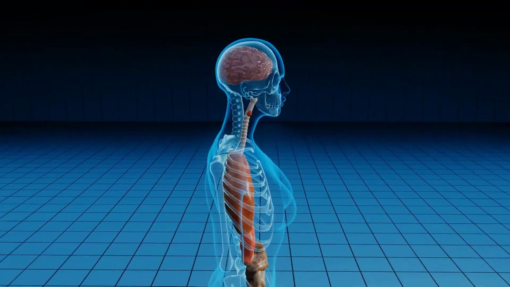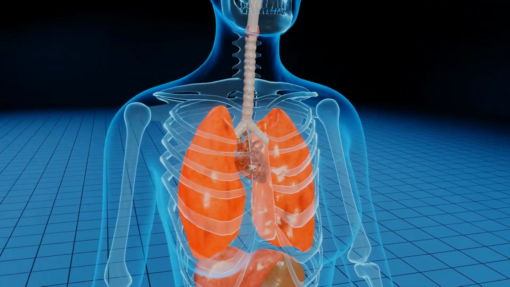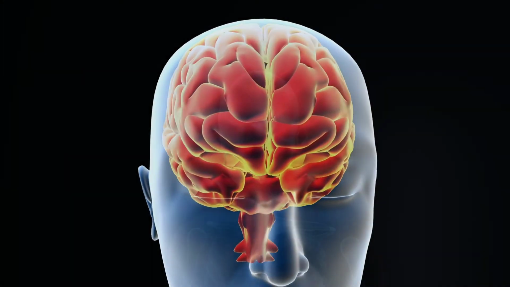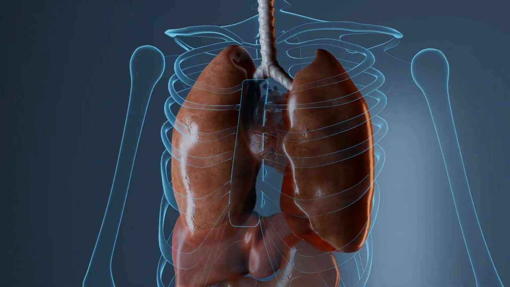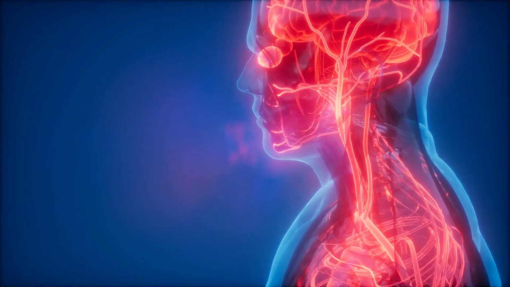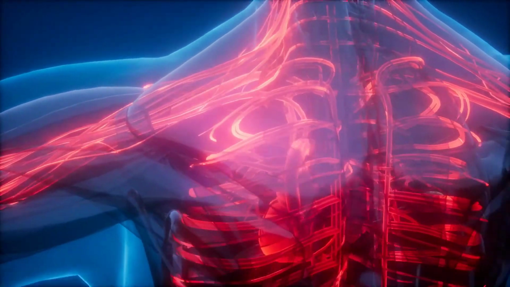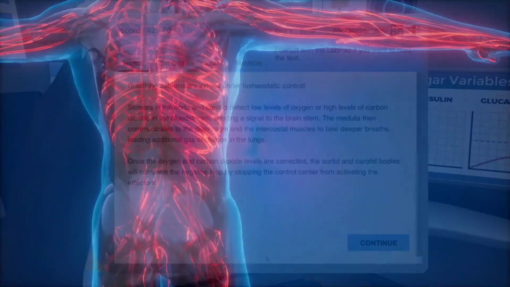Sensors in the aorta and carotid detect low levels of oxygen or high levels of carbon dioxide in the bloodstream, sending a signal to the brainstem. The medulla then communicates to the diaphragm and the intercostal muscles to take deeper breaths, leading to additional gas exchange in the lungs. Once the oxygen and carbon dioxide levels are corrected, the aortic and carotid bodies will complete the negative loop by stopping the control center from activating the effectors.